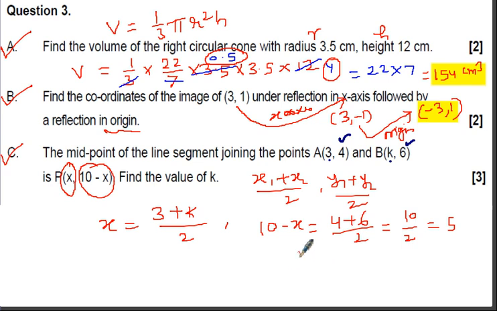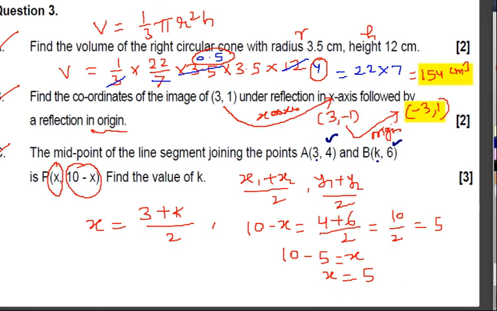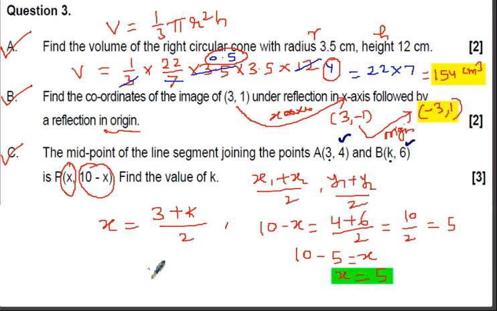So my x will be 10 minus 5. So x came 5, which is not the required answer. The required answer is something else, but I am just highlighting this also because we got the value of x. And now we have to go for the value of k, because they are asking to find the value of k. You have to read the question carefully.